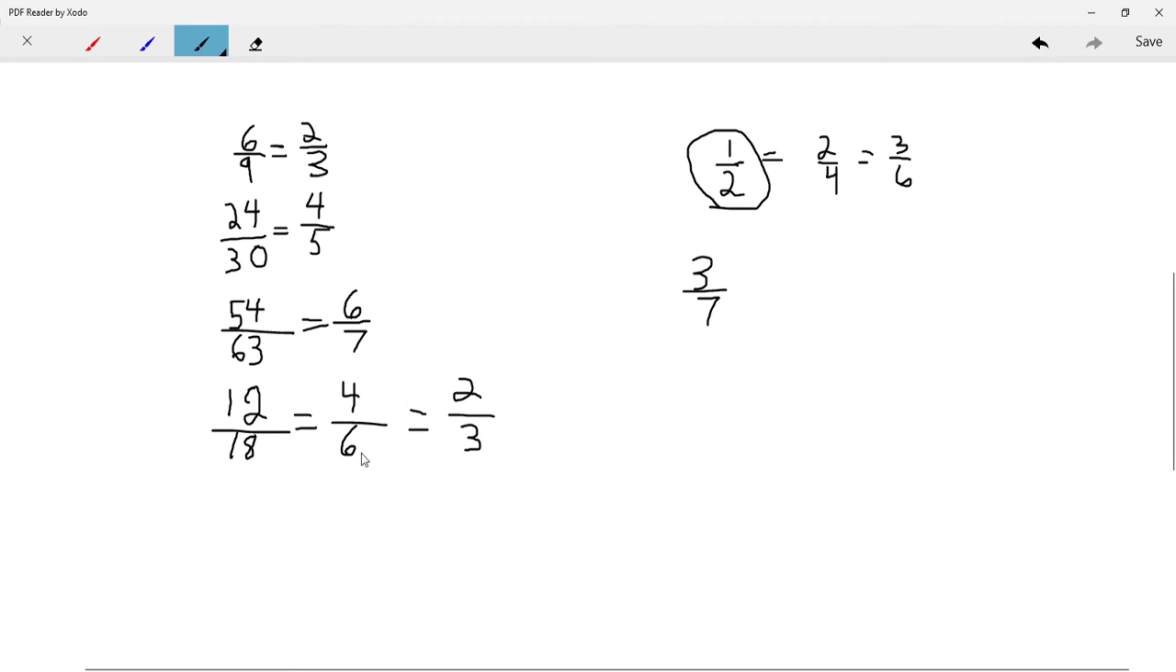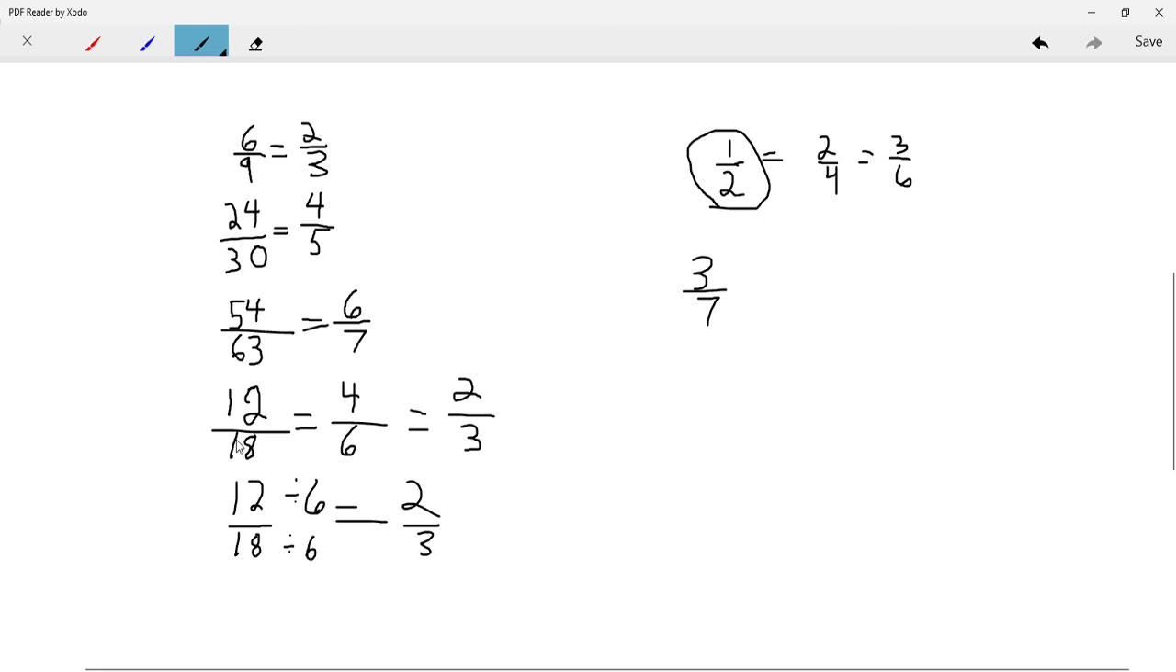Now the reason we had to reduce this twice was because we found a factor for both 12 and 18 in 3, but that's not the biggest common factor that there is. The biggest common factor is actually 6, right? Because 6 goes into each of these, and if I divide the top by 6 and the bottom by 6, it then equals 2/3.